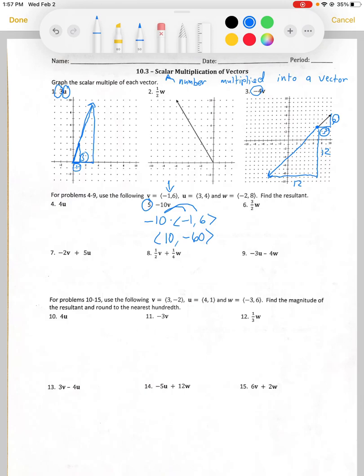For number 7, you'll see that we have an addition sign in the middle. That's the most typical way that you see scalar vectors, as they show up in an addition or subtraction problem. So basically, you just multiply in the scalars before you do the addition. Please do that in that order. Order of operations matters. So I'm just going to write it out. It's going to be negative 2v, and v is negative 1, 6, plus 5u, in this case u is 3 and 4.